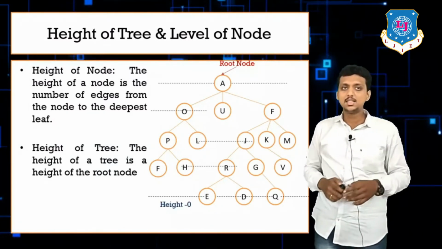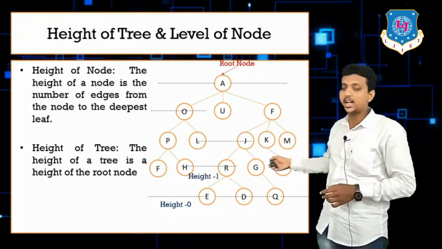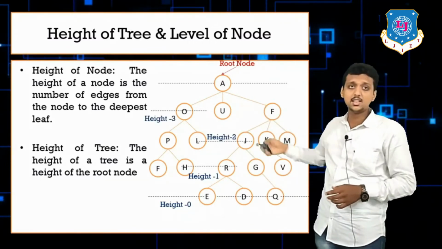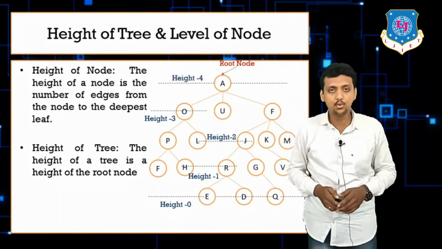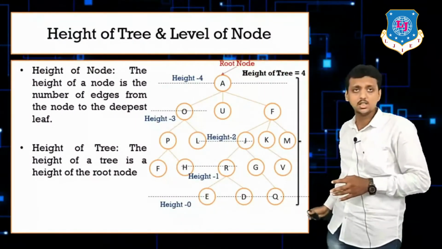So let's see, here the height is 0, then at this level the height is 1, at this level the height is 2, at this level the height is 3, at the last level the height is 4. So the total height of the tree is 4.